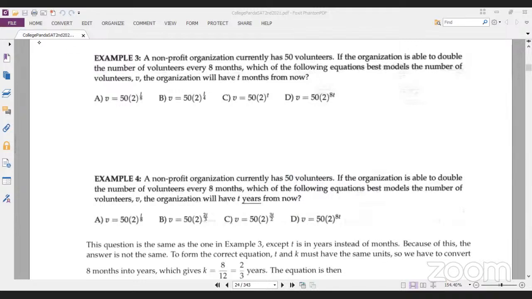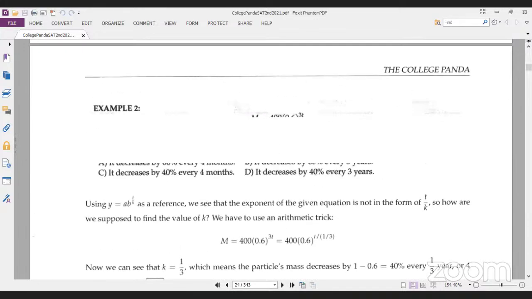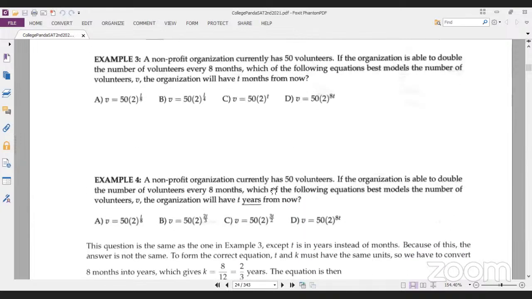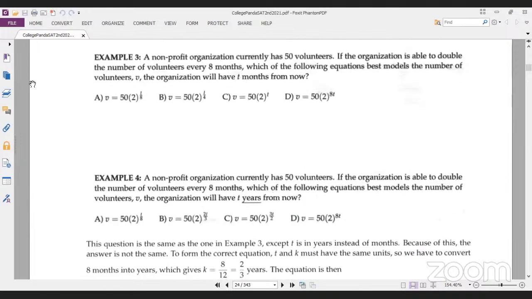Let's look at this example. Chapter 3, page 25, example 3. We have a non-profit organization that currently has 50 volunteers. If the organization is able to double, meaning increase by another one, 100%.